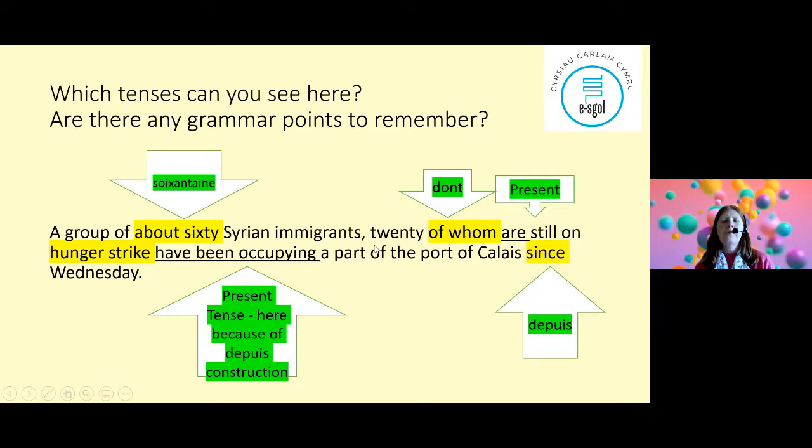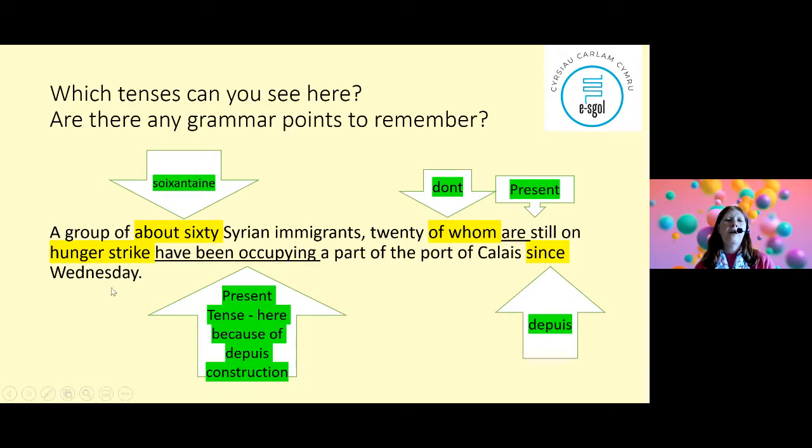As we go across through the first sentence, we have 20 of whom, and you have the translation at the top, dont, okay? And then I've underlined the present tense, are. Underneath then, you will see I've highlighted hunger strike.